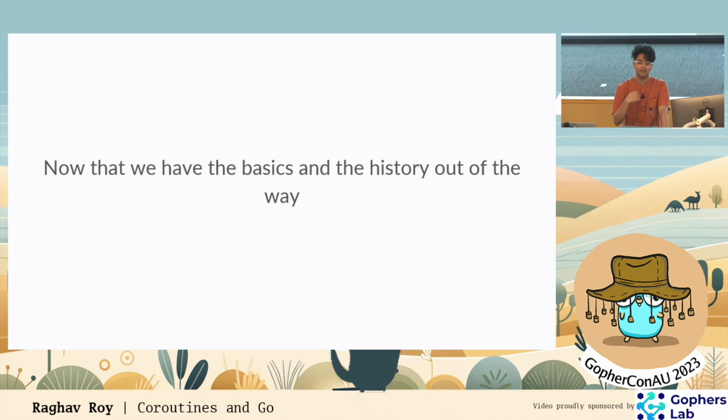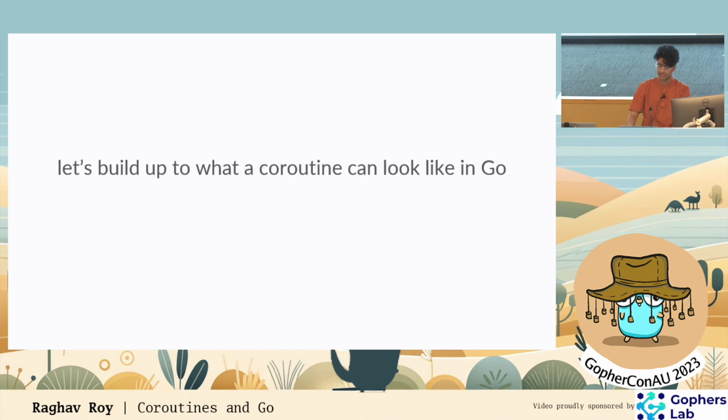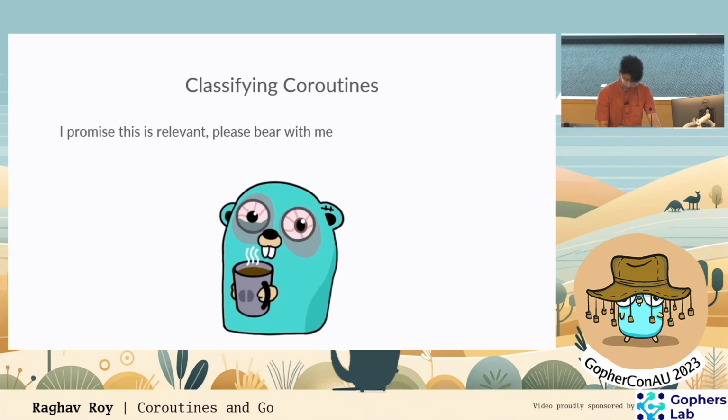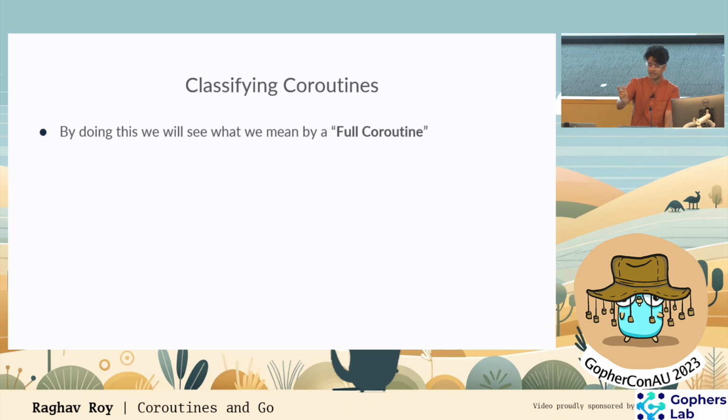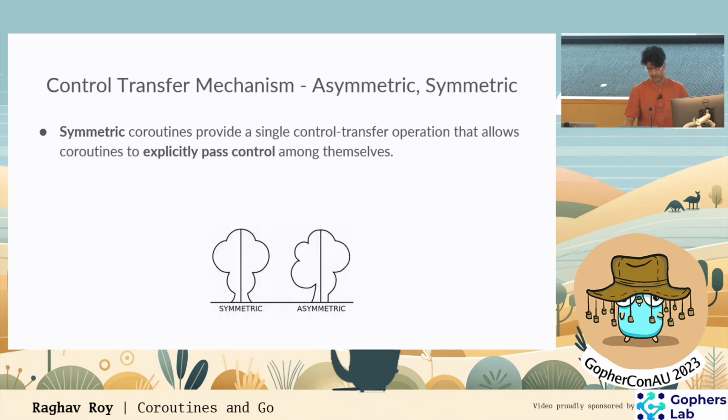So now that we have the basics and the history out of the way, and hopefully made a case for its usefulness, let's build up to what a coroutine can look like in Go. But before that, we need to classify the coroutines a little bit to see what a full coroutine is, and we get to the Go goodness pretty quick. So bear with me. By doing this, we see what we mean by a full coroutine and why we're interested in that, and how some languages like Python and Kotlin have implementations of coroutines, but they don't actually provide this.